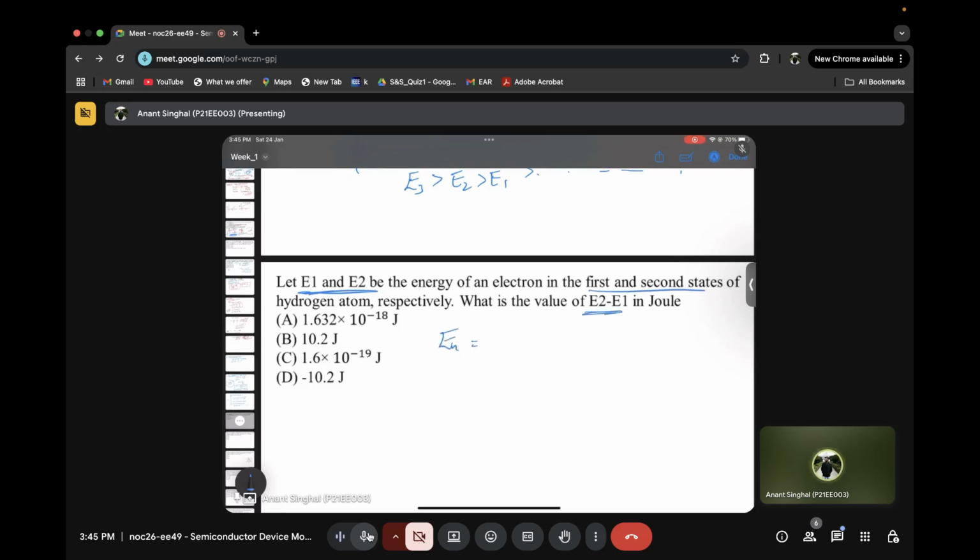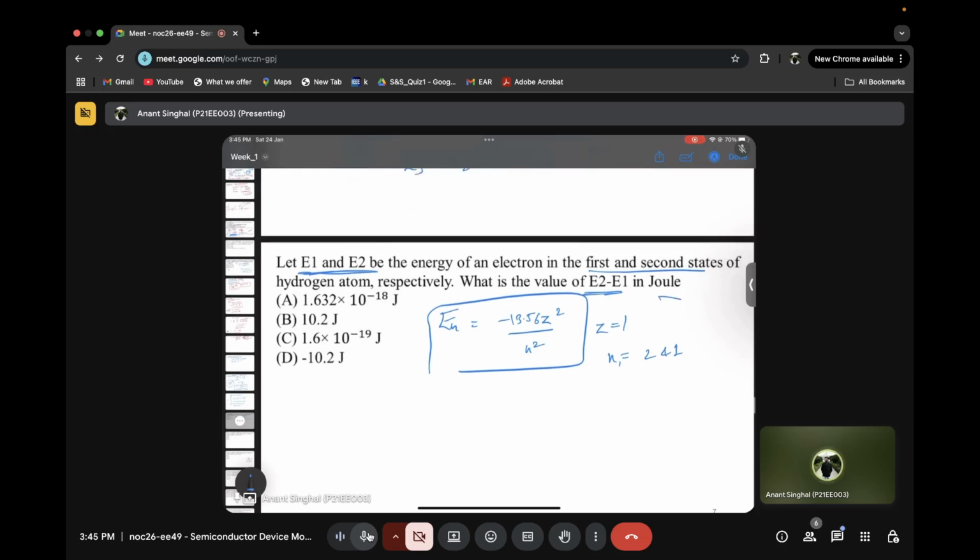So you know that En is minus 13.56. It is hydrogen, so let's write Z. Z will be 1 for hydrogen, and n is equal to 2 and 1 in the question. And it is asking in joules, while this is actually in electron volts. So 1 electron volt is 1.6 times 10 to the minus 19 joules. I'll wait maybe again for 3 to 4 minutes, and I'd request everyone to try to solve this problem and write your answers in the chat box.